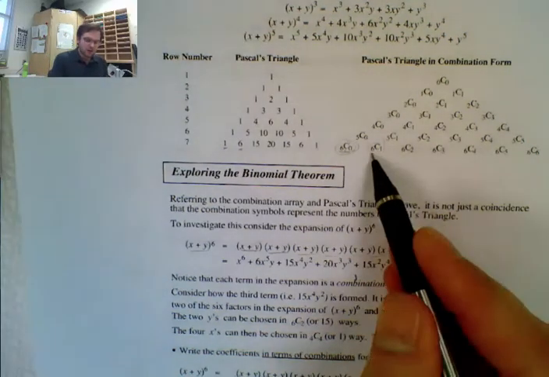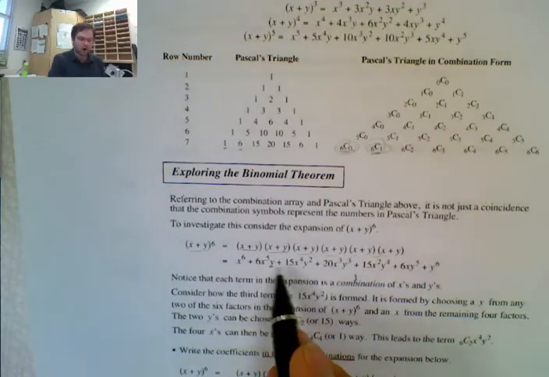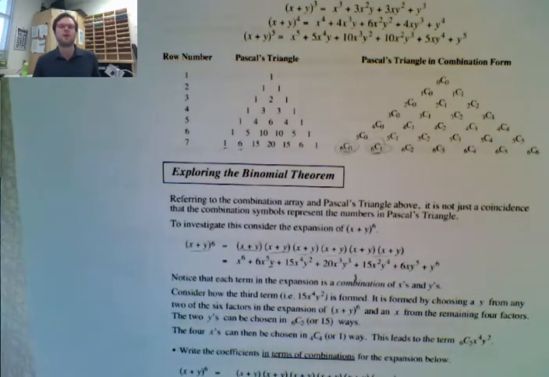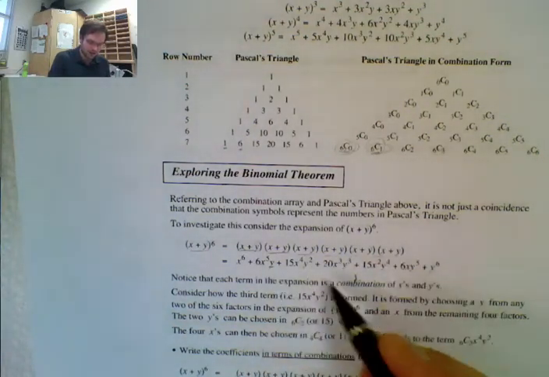Now, if we look at the second term, I only want 1 y. So out of a possibility of 6 y's to choose from, we're choosing one of them. So out of 6, we choose 1 y, and then we're left with the 5 x's out of 5 to choose from. Okay?